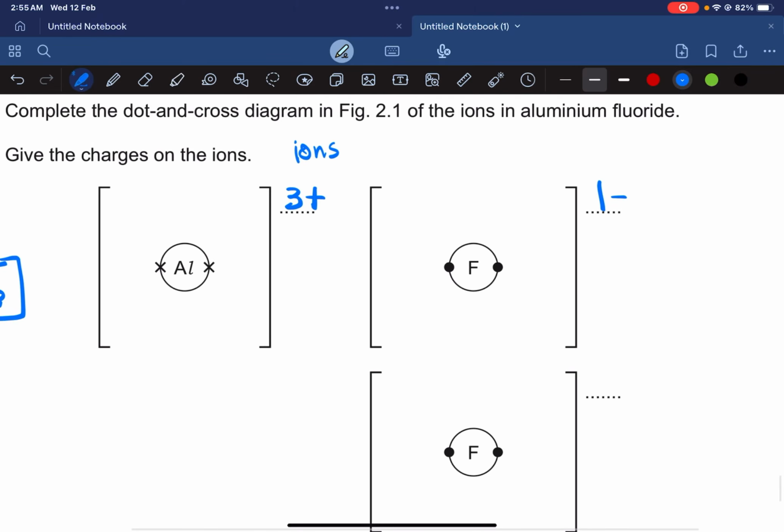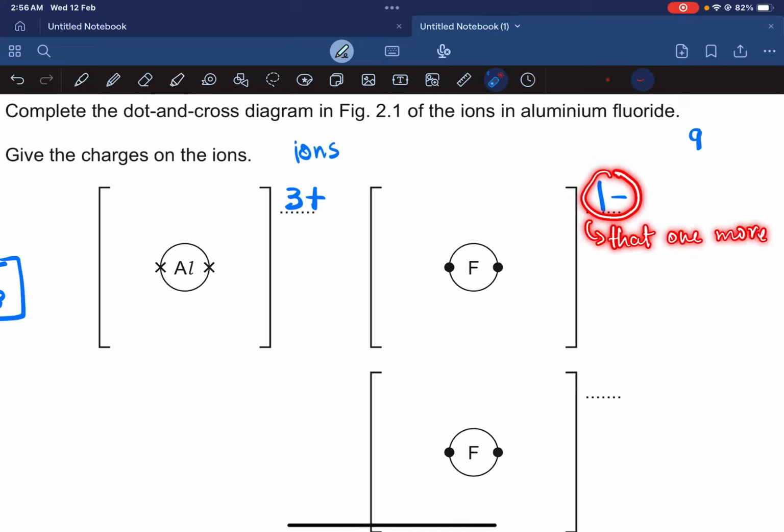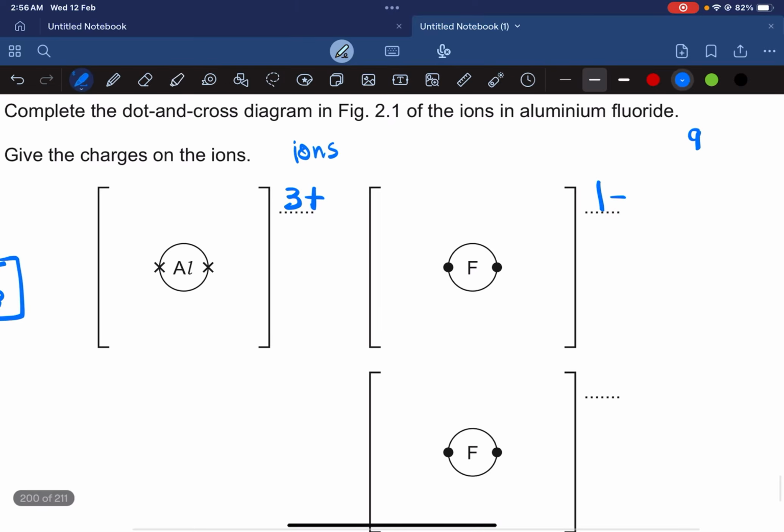For fluorine we had 9 in the periodic table, but over here we have a charge of 1 negative. 1 negative means one more electron than proton. So 9 was the proton number, so the electron number is going to be plus 1. We have to take one more electron because we have a 1 negative charge. That's going to be 10 electrons.